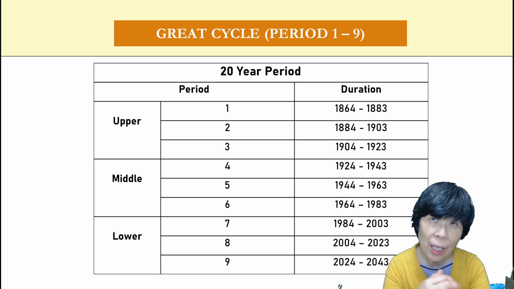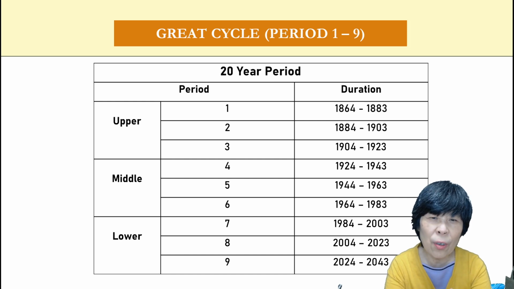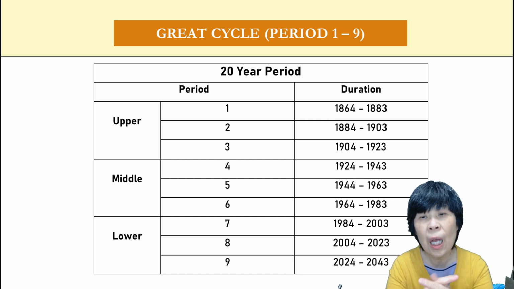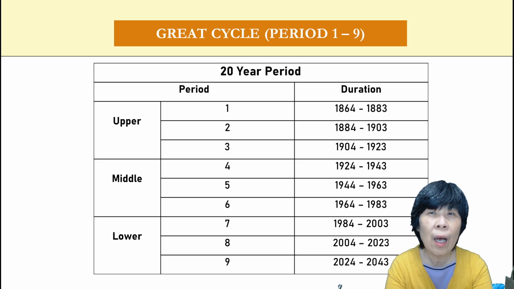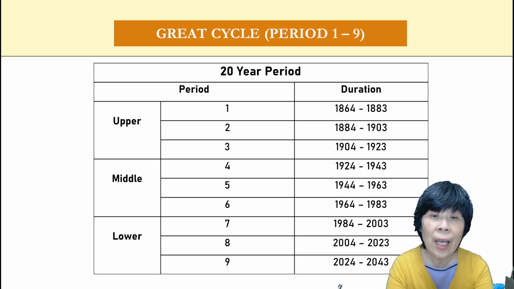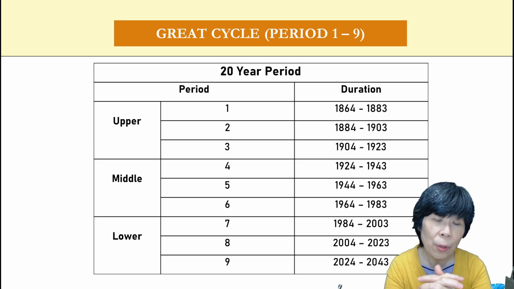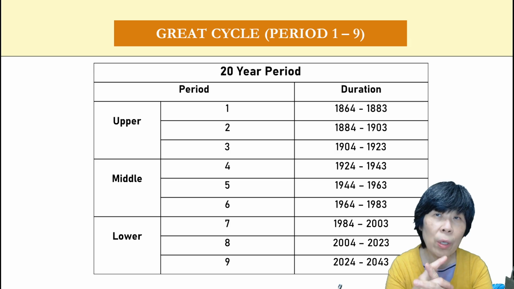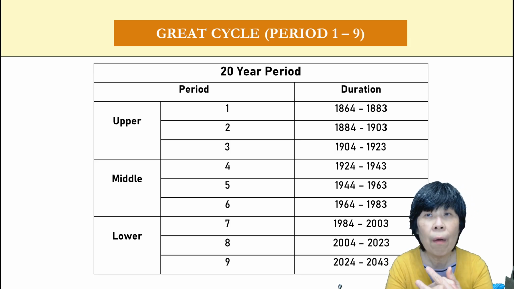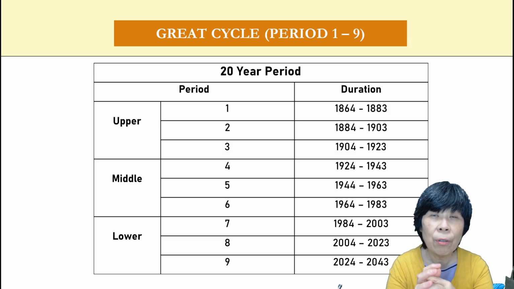Now, one cycle of time lasts around 180 years, and altogether there are 9 periods in one cycle, which means each period takes around 20 years and is ruled by one of the numbers from 1 to 9, as you can see from the chart on your screen. So we are now in period 9, which is from 2024 to 2043, and this energy of period 9 came fully into effect or force after February 4 of 2024.